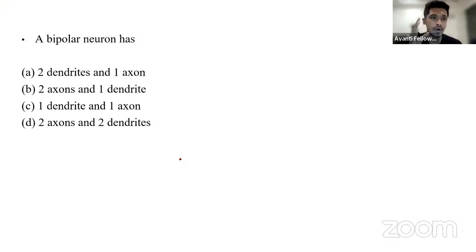A bipolar neuron has: 2 dendrites and 1 axon, 2 axons and 1 dendrite, 1 dendrite and 1 axon, or 2 axons and 2 dendrites. I will launch an MCQ poll. I want you all to answer as quickly as possible because we discussed this in the last class. It would make me more confident.